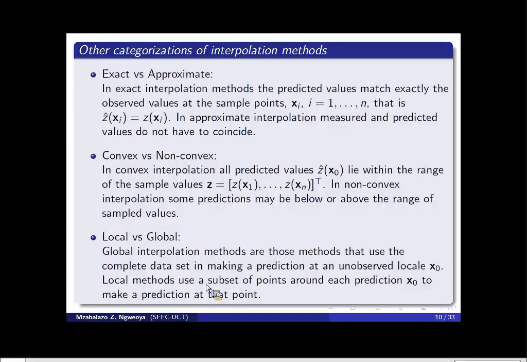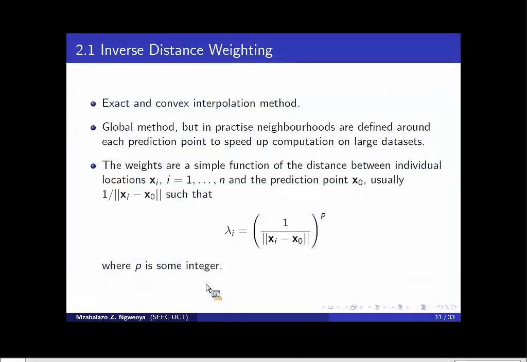Then the last category, not so important, is the distinction between local and global interpolation. With global interpolation, for any one point when we're making a prediction, we use all available samples. For the local case, we're a bit more stringent. We just want those few points which are quite close to that location.